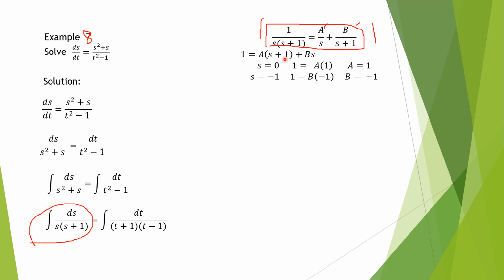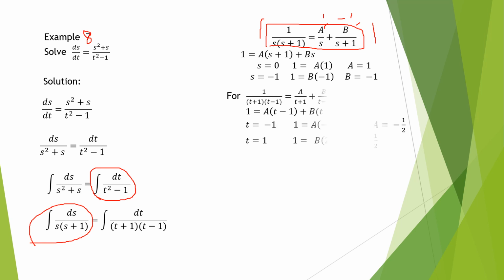Now remember, this is an identity. To solve for A, I only have to plug in s equals 0. If s is 0, then 1 is equal to A times 1, then A is 1. If I plug in s equals negative 1, this term will be removed from the equation, so 1 is B times negative 1, therefore B is negative 1. So that means this is 1 and this is negative 1. So my only problem is this one.